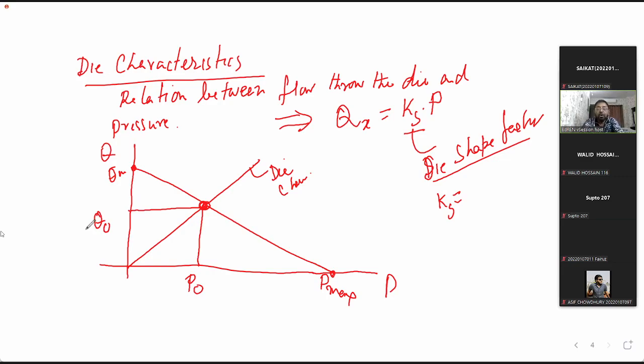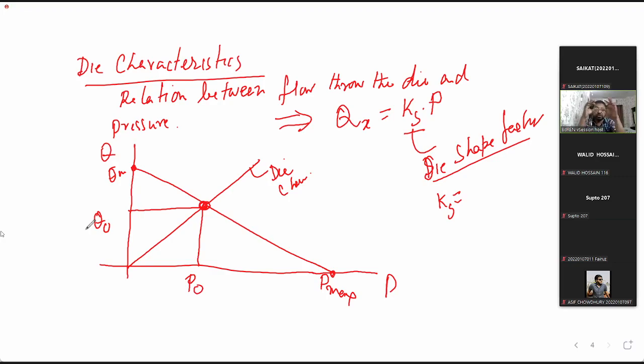Operating pressure and operating flow. The flow and the pressure during the operation will be named the operating pressure and operating flow. So that is what we are going to have. Because the flow in the extruder must be equal to the flow in the die, and in that case only the extruder will operate.